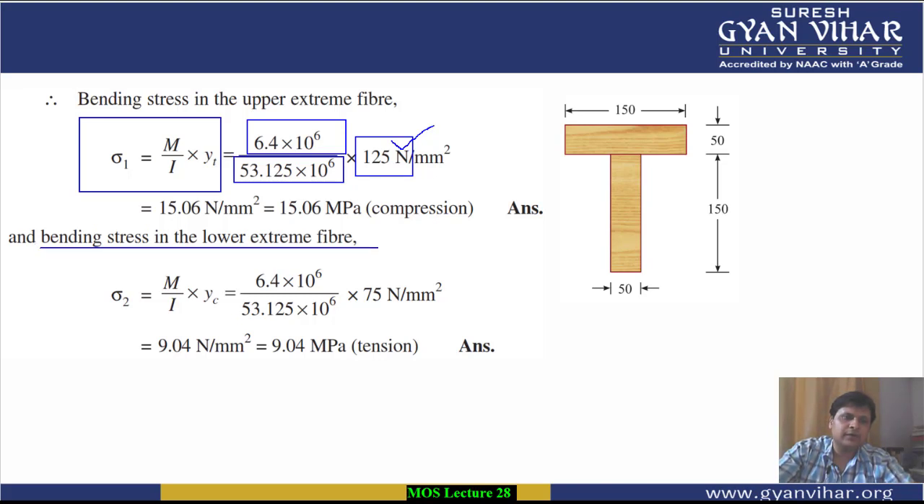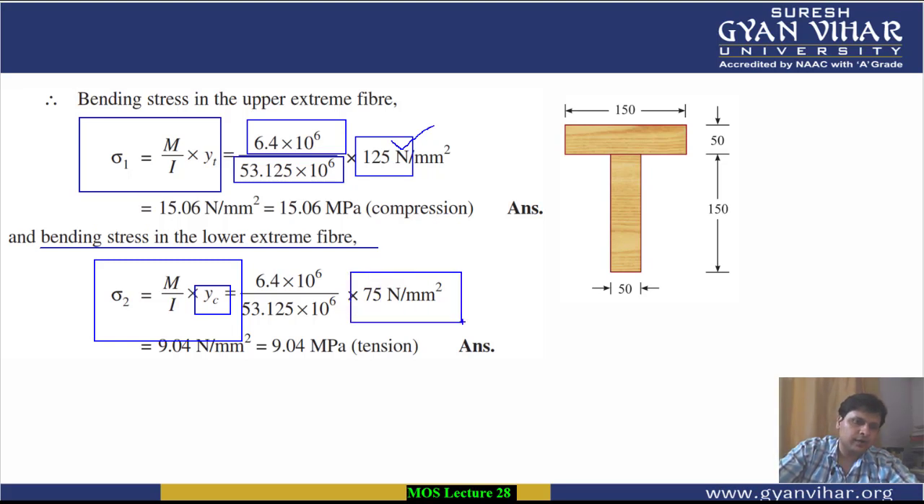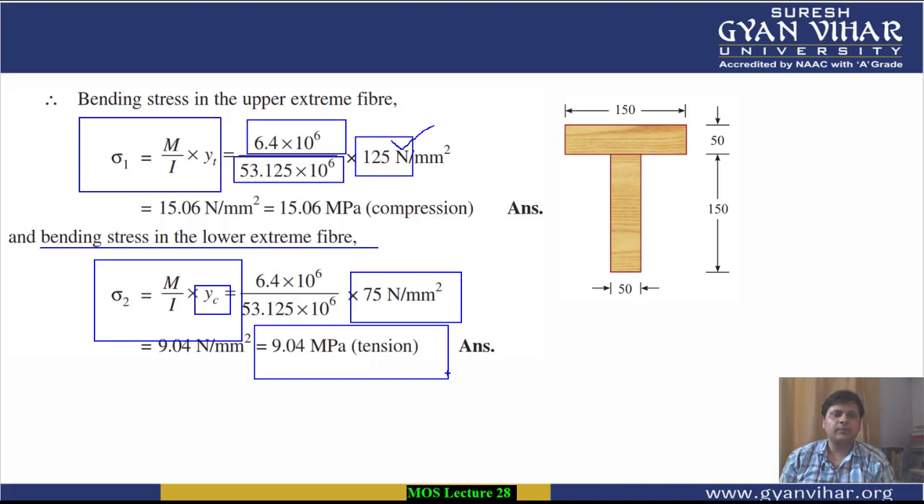For the lower extreme fiber, the value of bending stress will be sigma equals M upon I into y, here y will change. For compression, the distance of the outermost fiber will be equal to 75. This also we have calculated. Putting this value, you will get that the stress in the lower extreme fiber is 9.04 megapascal.